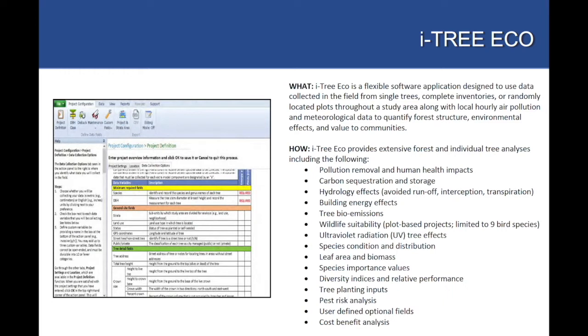And it really provides tree analysis, either on a collection of trees or on the area you're looking at. It looks at pollution removal, human health impacts, carbon sequestration, carbon storage. It looks at hydrology, how much avoided runoff, interception, and transpiration, energy savings, biomass emissions, wildlife suitability, and it goes on and on. You can look at those later. But the idea is we'll be able to put together a cost-benefit analysis at the end, which will tell us the value of that tree that we can compare with the amount of investment that a city forester makes on their trees in their community.